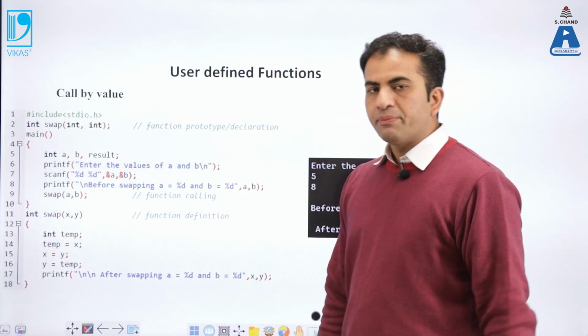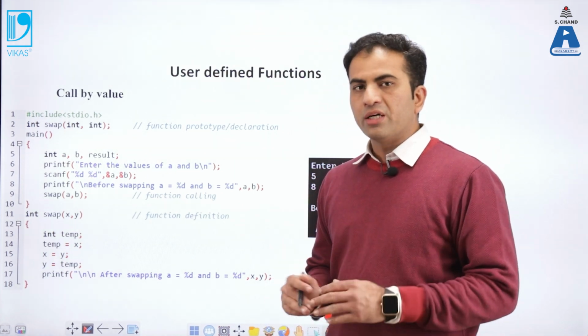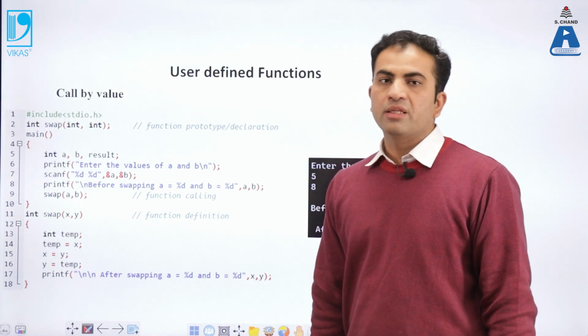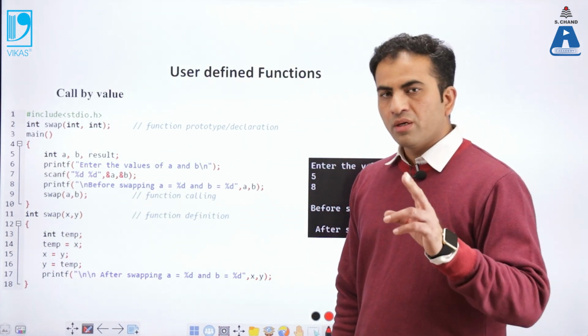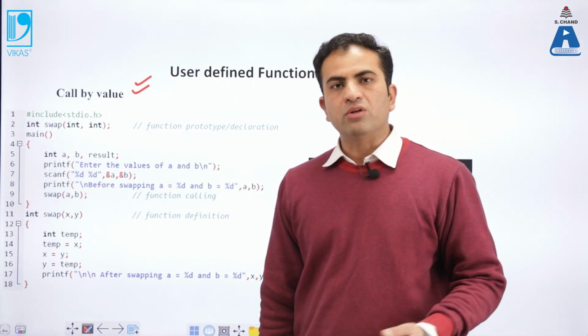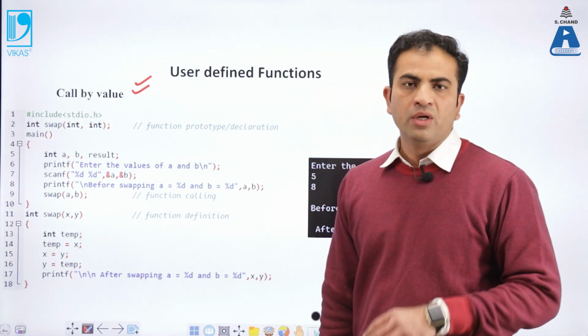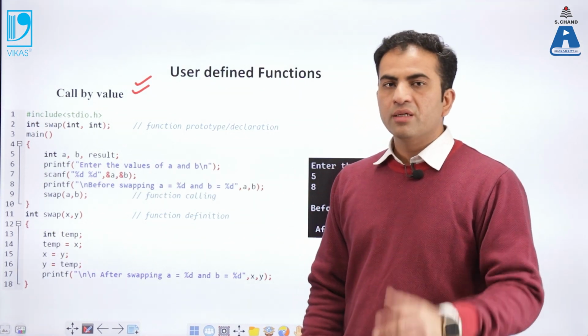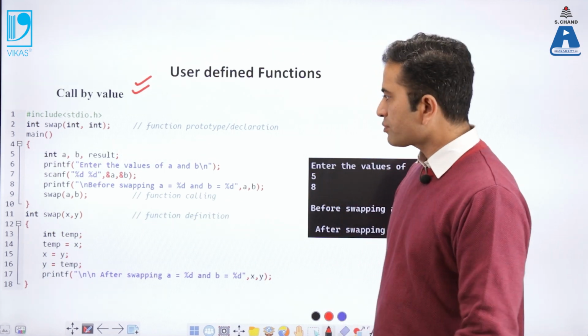Now another concept is call by value. This is a very important concept of functions. There are two concepts. One is call by value, another is call by reference. So first we will focus on call by value. We will understand the concept of call by value using a program of swapping. How to swap two numbers using call by value.